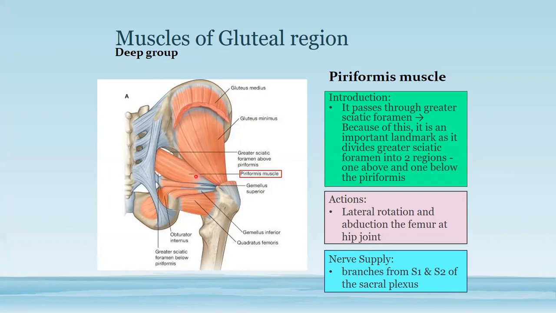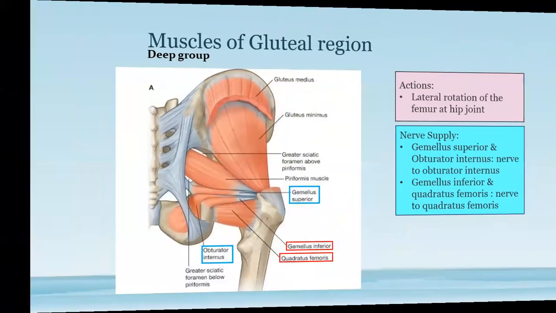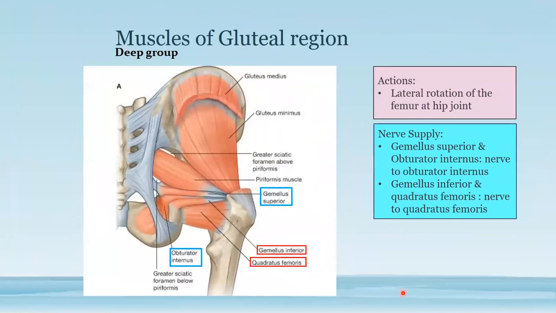So yeah, it's actually helping. It's the same as the gluteus maximus. The nerve supply to this muscle is branches from S1, sacral 1, and sacral 2 of the sacral plexus. And another four muscles of the deep group.